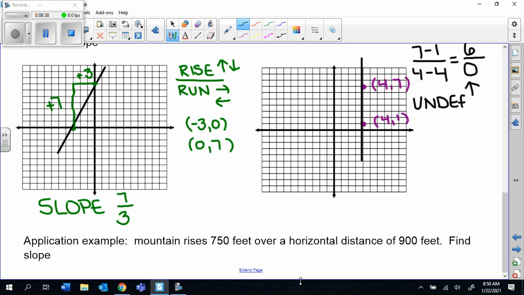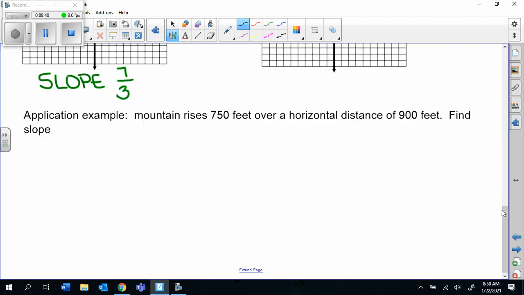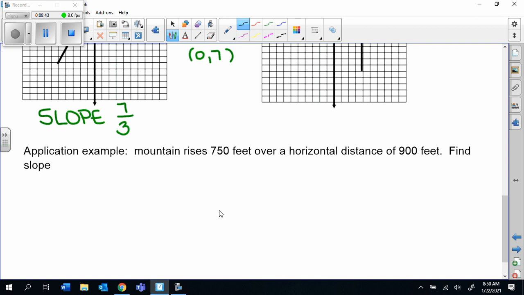All right. Last example here. I don't know if it came across in the video, the bell for my school day just began. So a mountain rises 750 feet over a horizontal distance of 900 feet. Find the slope. You're going to see applications in this lesson as well, even though we just did that in the previous lesson. You're not going to notice it so much on MyMathLab, but this is the way the book is. So rise over run, rise up and down, horizontal distance.